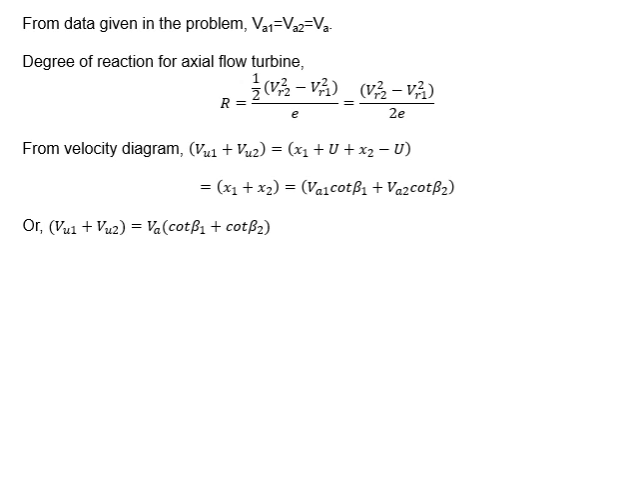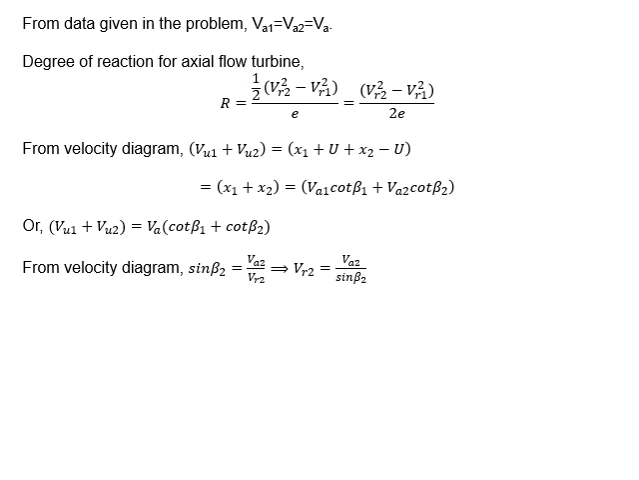Or VU1 plus VU2 is equal to, so here V of A1 is equal to V of A2 is equal to VA, because the flow velocity is constant. Now V of A is taken outside as common. So for that reason, this equation becomes VU1 plus VU2 is equal to V of A into (cot beta 1 plus cot beta 2).